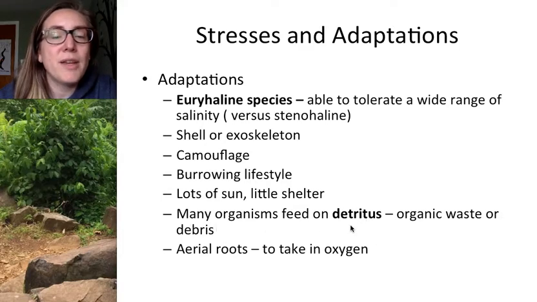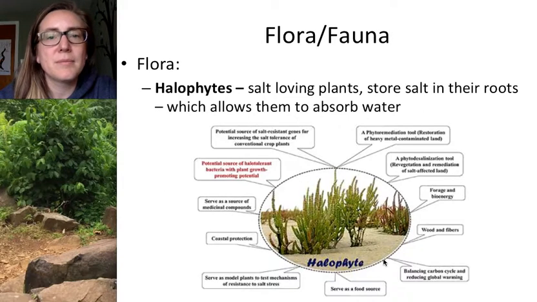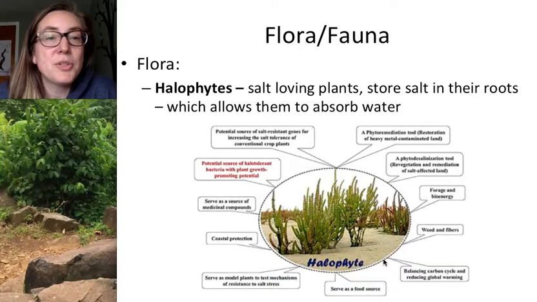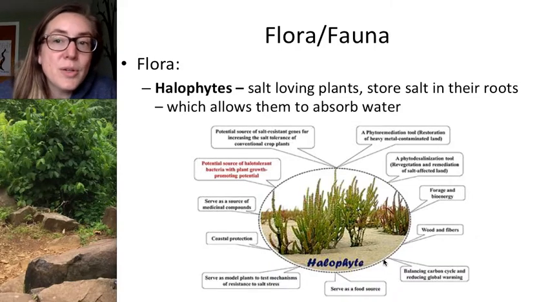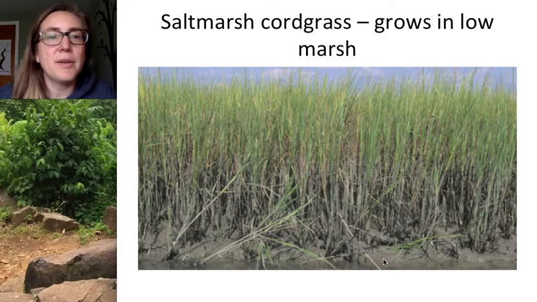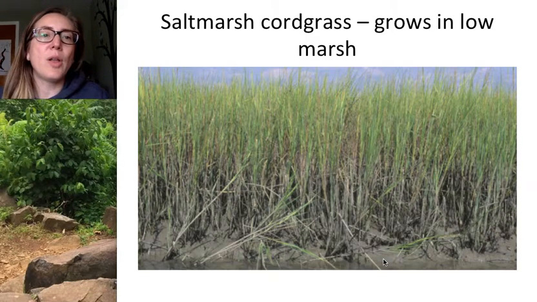Many of the organisms are going to feed on this detritus, which is your dead organic waste or debris. And the lack of oxygen in the soil is a problem. So you're going to need some type of aerial roots that are going to allow for you to uptake oxygen from other sources of the environment. So one example of plants, these are your halophytes. These are plants that love salt. So they're going to allow for them to just absorb salt water, and they can store the salt in their roots, and they can use the fresh water in the other areas of the plant. Some examples. You have salt marsh cordgrass. So this is going to grow in that low marsh area.